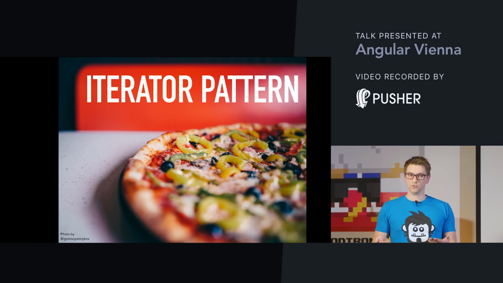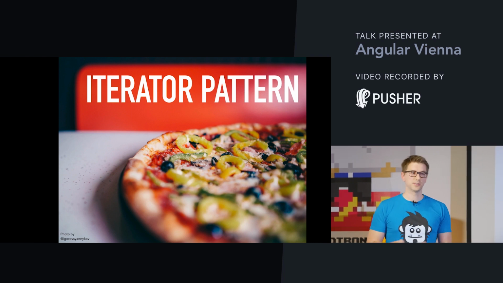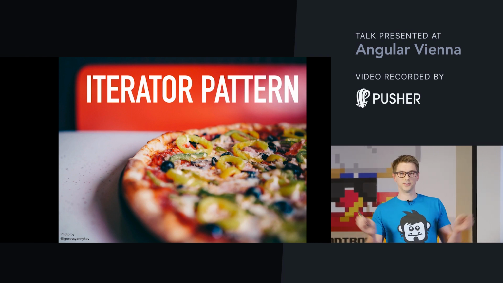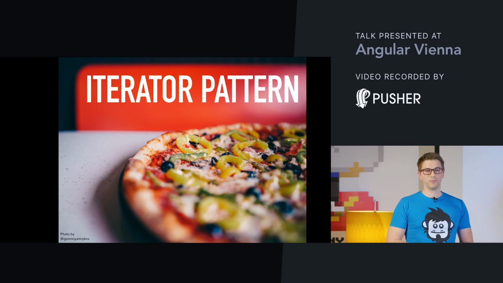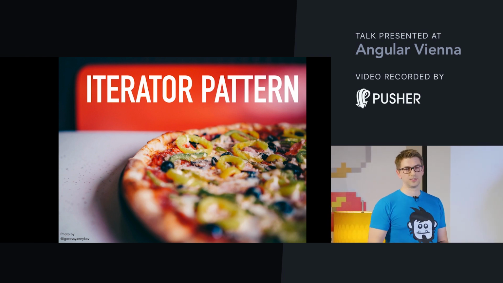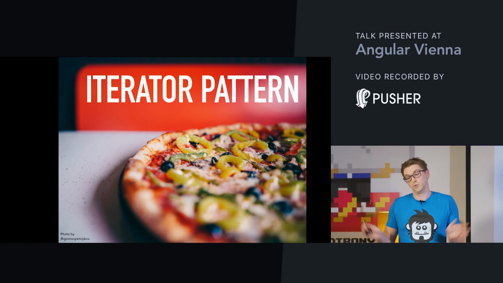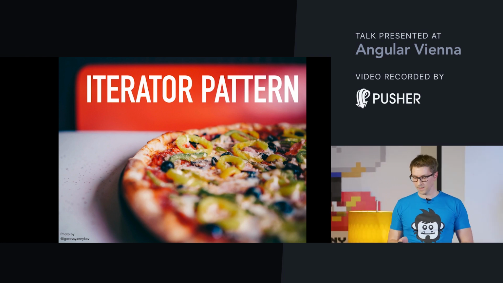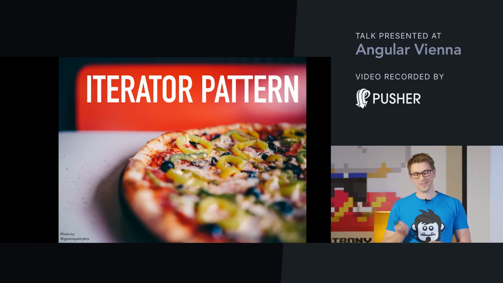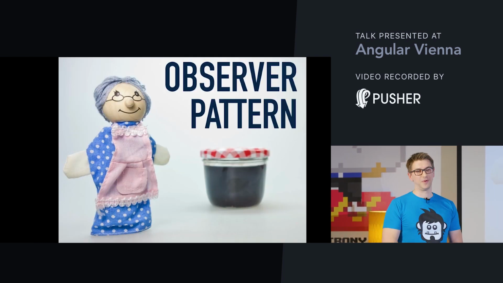So pizza provides two things. It can give you a slice, and it can tell you, hey, I don't have any slices anymore. So you can come and take one slice, and then take the next slice, and the next slice. And at some point, the pizza will say, well, that's it from me. Clear enough? OK, let's go to observer pattern.